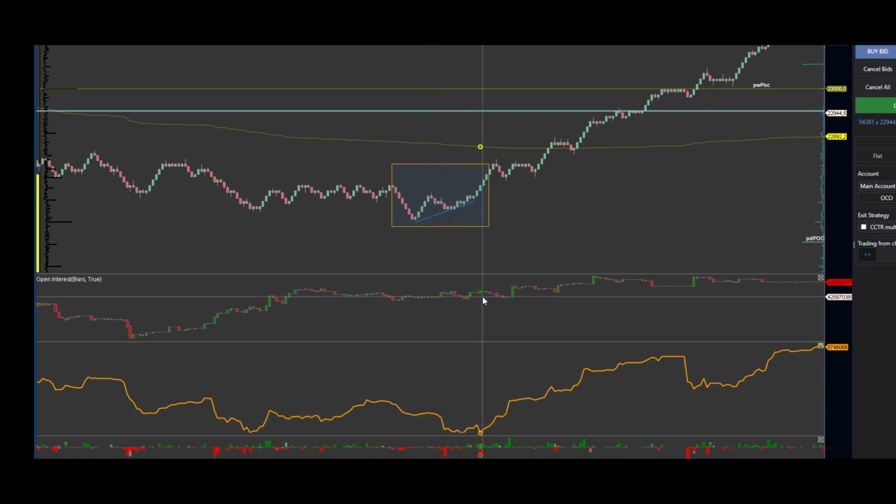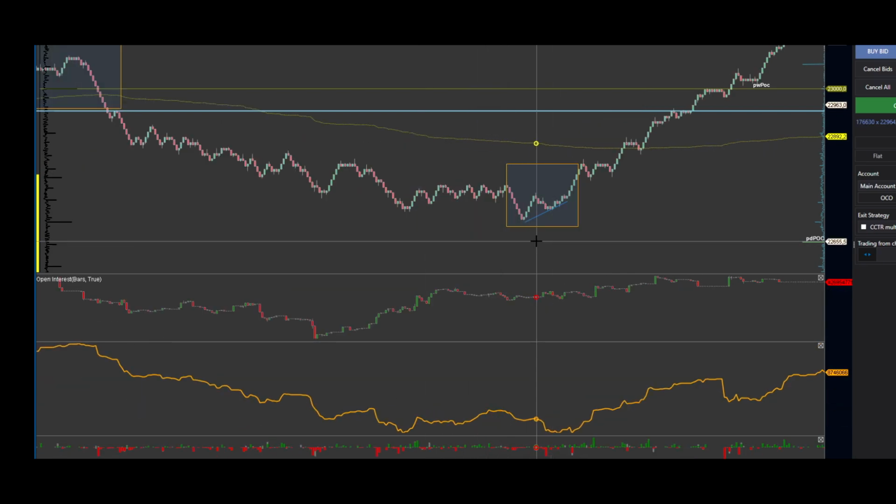And open interest is increasing. So we know that people are actually trying to sell this level right now, but they're not effective. They're not moving price. So that tells us that this area right now is an accumulation, right? So this is where absorption is happening, and here is when we expect price to move.